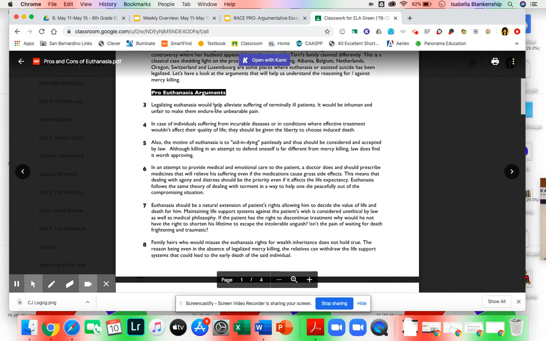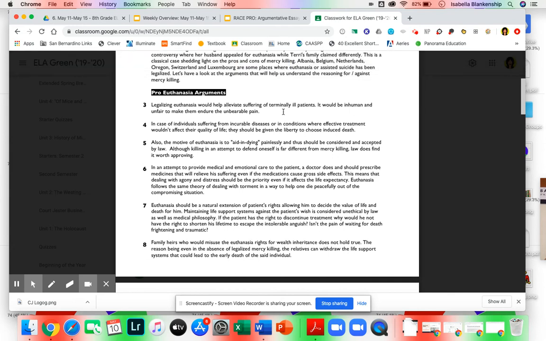Legalizing euthanasia would help alleviate suffering of terminally ill patients. It would be inhuman and unfair to make them endure the unbearable pain. In case of individuals suffering from incurable diseases or in conditions where effective treatment wouldn't affect their quality of life, they should be given the liberty to choose induced death. Also, the motive of euthanasia is to aid in dying painlessly, and thus should be considered and accepted by law. Although killing in an attempt to defend oneself is far different from mercy killing, law does find it worth approving.